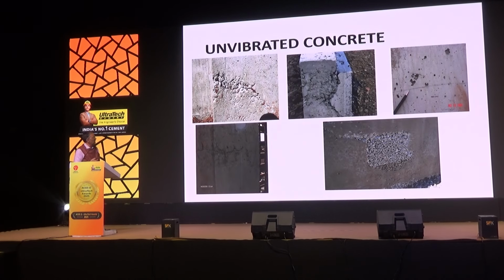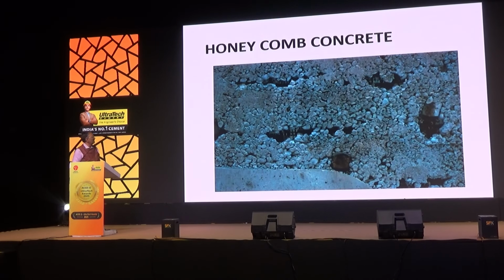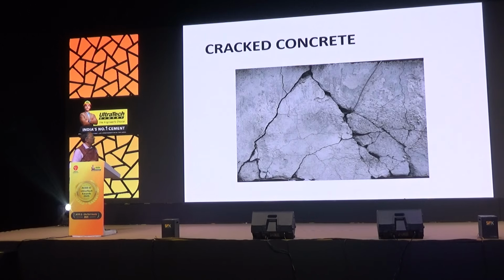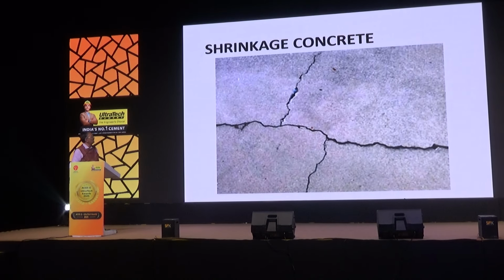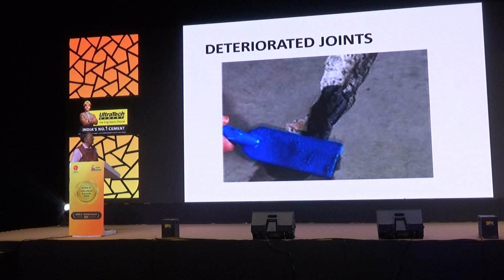The honeycombs, very bad concrete actually. And these are pictures from actual projects that I have taken, so let's not take anything for granted. The formwork design, formwork engineering has to be perfect and concreting has to be perfect. Time lag has to be maintained correctly. And cracked concrete, shrinkage concrete. Shrinkage is another most happening thing nowadays, we all know. Plastic shrinkage, dry shrinkage and all.